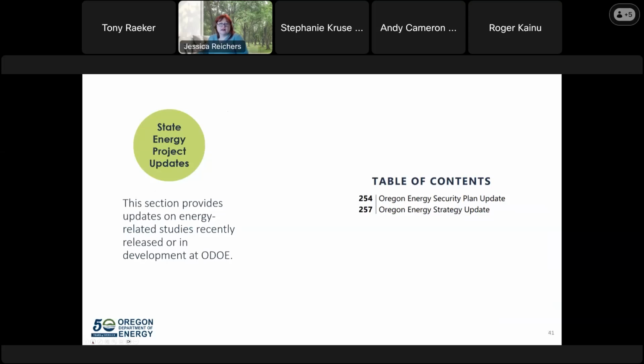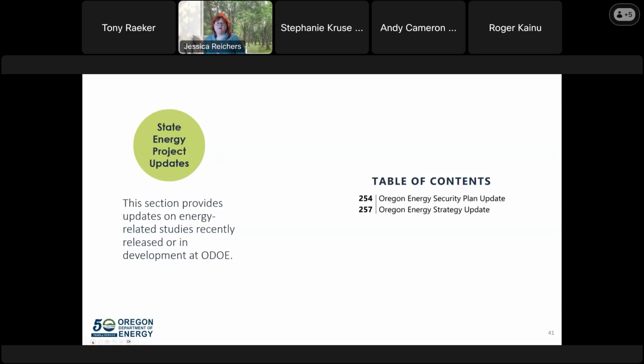And now the last section of the 2024 Biennial Energy Report is all about some state energy project updates. Previous versions of our report included a policy brief section, but during the time that we were producing this report, we were also working to develop an energy security plan and an Oregon energy strategy. We decided to just include an update on these major projects instead.